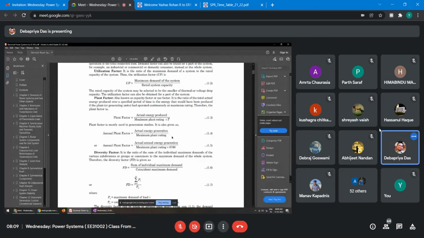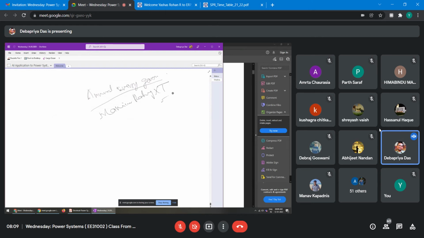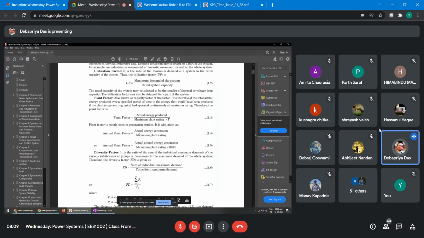Here in that equation, it is not actual, it is annual energy generation, divided by maximum rating, and T is missing due to a typographical error. It should be T. So it is annual energy generation. So here it is a correction. Wherever it is there, I'll tell you.